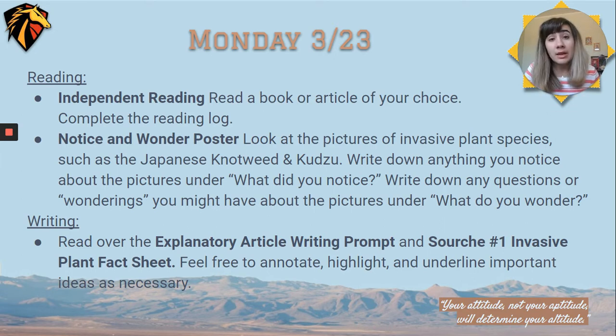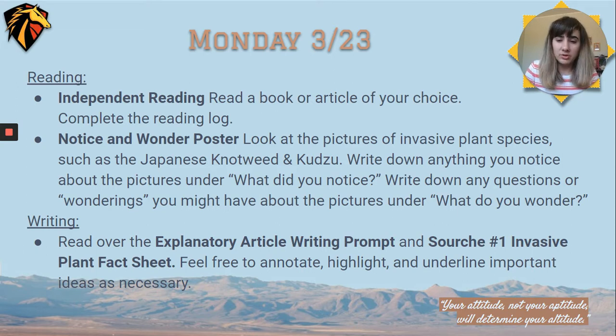The second step for reading for the 7th grade packet, day 1, is something called a Notice and Wonder poster. So you'll see a couple of pages that include photographs of plants. And then the third page of that set is a T-chart, a poster, where one side asks you for notes about what you noticed, and the other side of this T-chart asks you about what you wondered. So we are going to look at the pictures of these invasive plant species, such as the Japanese knotweed and the kudzu. Then we're going to write anything that we notice under the left column and the things that we wondered about on the right side.